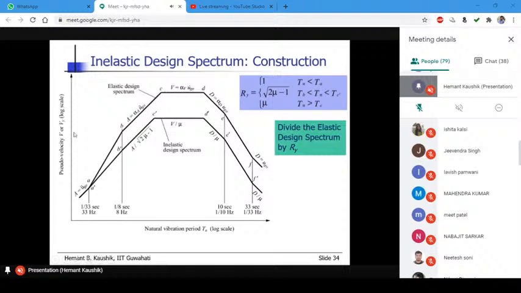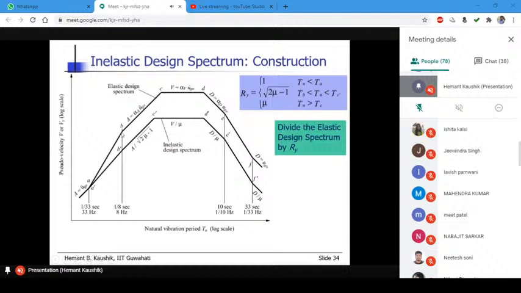Now, this is again the tripartite plot. What you have to do is divide this by different values of Ry in different zones. For example, if the time period of the structure is less than Ta, this is A. For less than this, there is no reduction because of ductility. It is the same curve. Between B and C prime, so this is point B and this is point C prime, between this zone, you have to reduce it using under root 2 mu minus 1. So this A here is divided by this term, right? So you get this line up to this point.